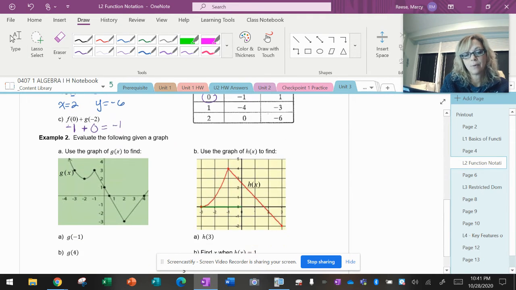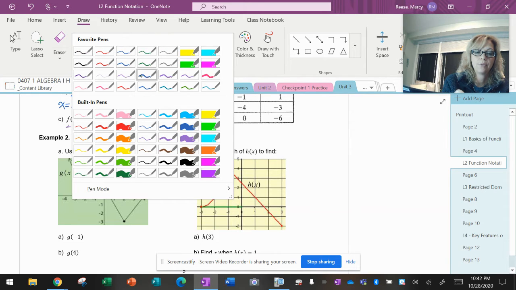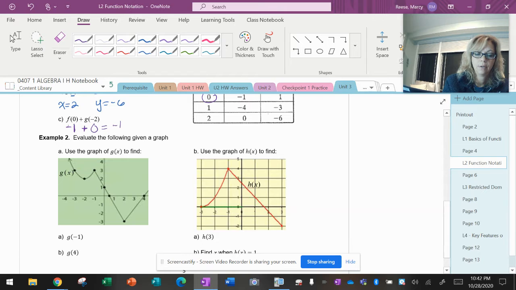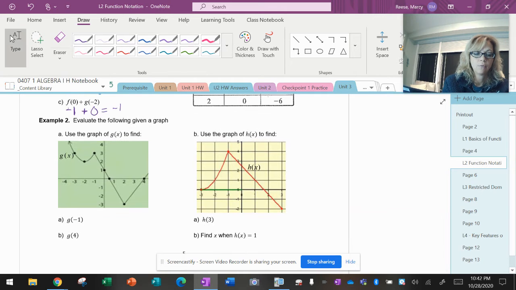Okay, so that was a table. Now I'm going to take you to a graph. And then last, the back page, we're going to work on equations. I'm going to do only a couple on the back page, and then you're going to try some without me. Okay. So this one says g of negative 1.